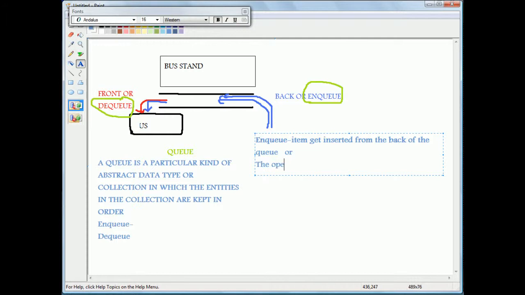The operations on the collection, or the addition of entities to the rear terminal position, known as NQ. Alright, so all the operations which are going from the back of the queue are called as an NQ, in simple words I would say.